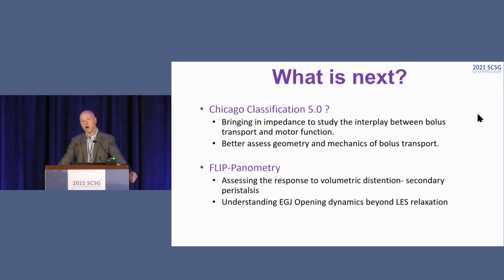In addition, I think the other thing that's really important is geometry. What are the luminal dimensions and the mechanics of bolus transport? I think that's something that we've lost. And that's really where I think Chicago 5.0 and FLIP panometry will help us.